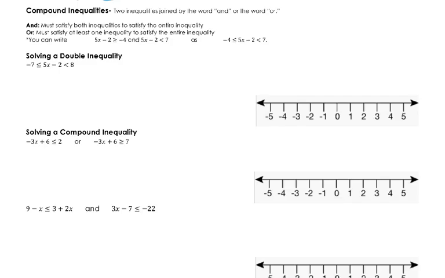If you have two inequalities joined by the word and or the word or, you'll be dealing with a compound inequality. And implies the intersection, or is the union. For and, it must satisfy both inequalities to satisfy the entire inequality, or the intersection. For or, if it satisfies at least one inequality, it will make the union true.